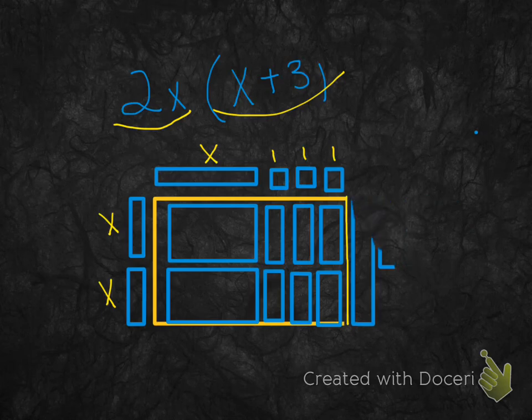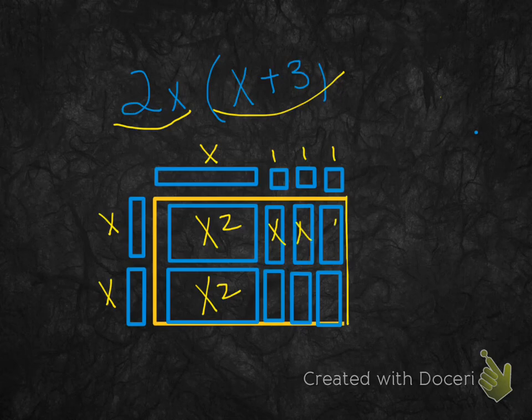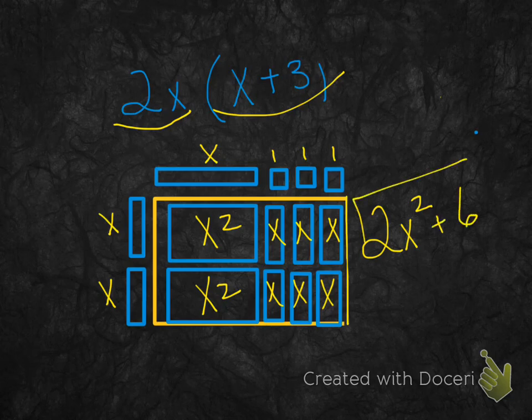And so there's the fun part. Let's tally it up and see how much we've got. Well, I have an x squared here, an x squared here, an x, an x, an x, an x, an x, and an x. So the total of x squareds is 2. I have 2 x squareds. And how many x's do I have? I have 6. Final answer, 2x squared plus 6x.